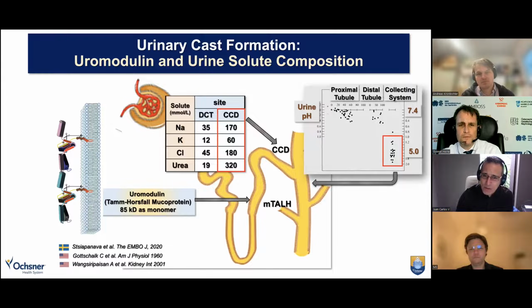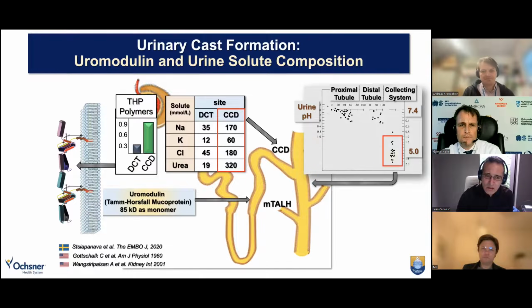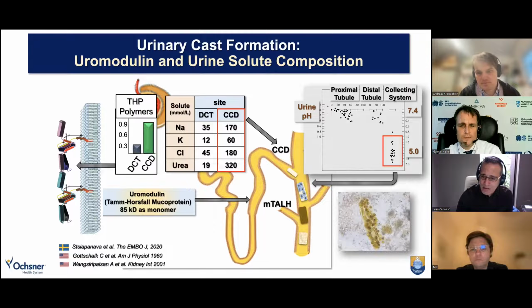And we also know from work from Robert Schrier that the environment that occurs in the context of acute tubular injury, such as increased urinary sodium, increased urinary urea, etc., also favors the formation of these monomers of Tamm-Horsfall protein, or uromodulin, that ultimately become casts, as we can see in this figure. And the casts could be hyaline, granular, tubular epithelial, waxy. We're going to go through those in this presentation very briefly.